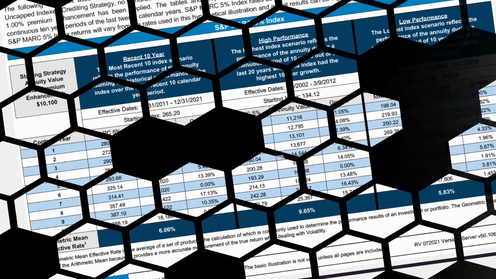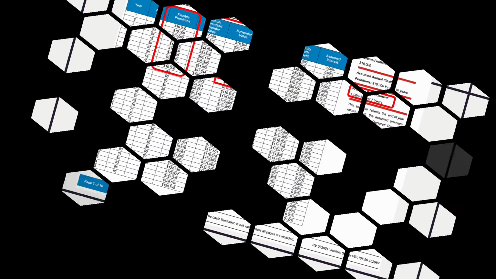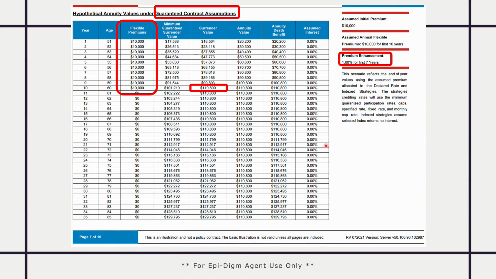And not only that, it has a guarantee. I mean, all the products that we talked about have a guarantee. So over 10 years, he has to put in about $110,000. His guarantee is $110,800.